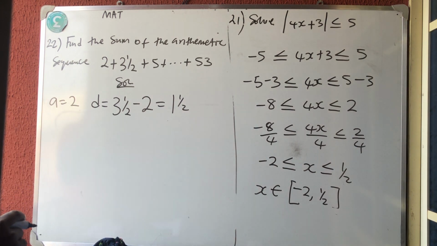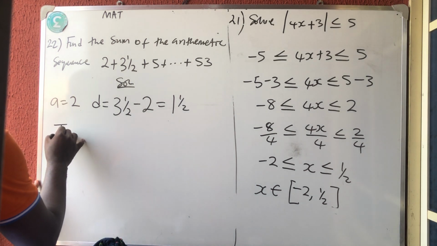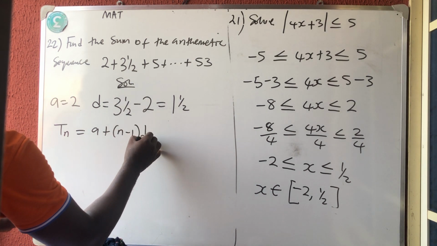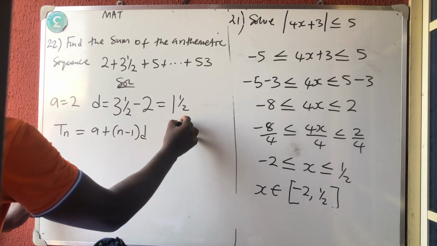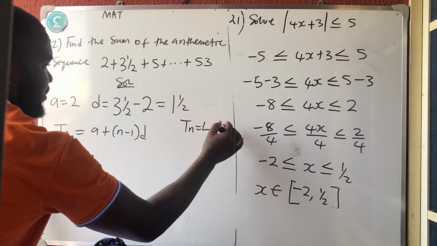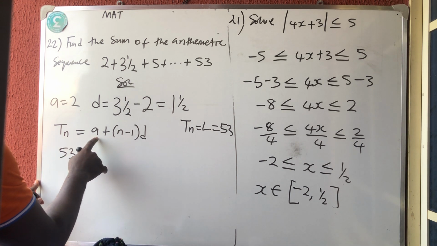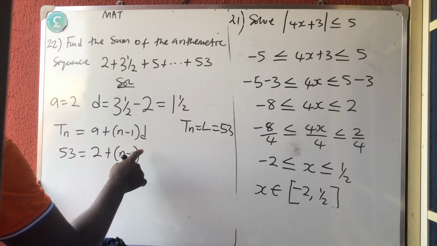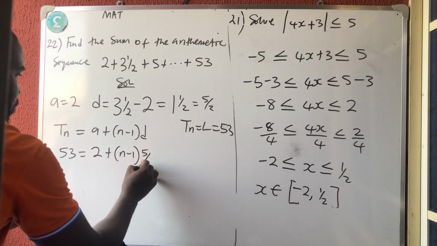Now let me get my n, the number of terms. I know that my Tn formula is a plus (n minus 1) d. And Tn is the same thing as the last term. Don't forget that. So that is the 53 I'm seeing here. So 53 is equal to my a, 2, plus (n minus 1) times my d. In fact, let me leave d as 5 over 2.